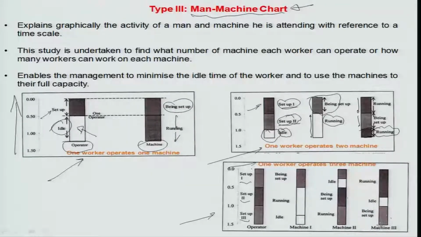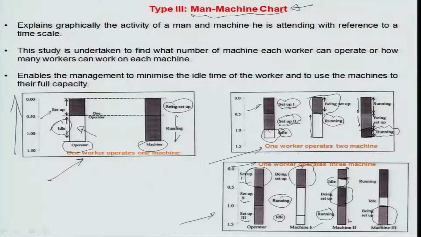So, the operator is between 0 and 0.5 seconds setting up the first machine, between 0.5 and 1 second setting up the second machine, and between 1 and 1.5 seconds setting up the third machine, and so he is never idle. And if you look at how the machine is being run, after that this starts running and there is some idle time. Then again when the second machine is set up, this starts running, it goes all the way to this point, and there is some idle time.